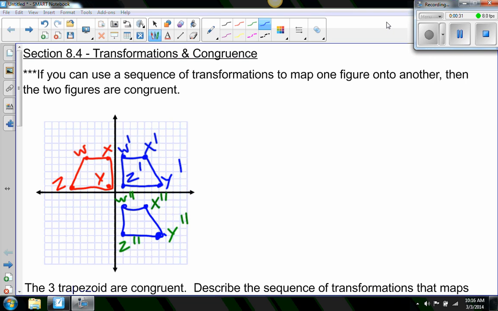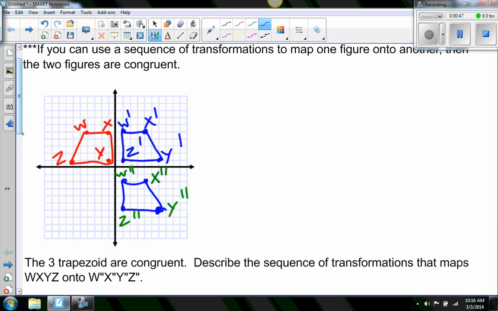So on these ones, it says, if you can use a sequence of transformations to map one figure onto another, then the two figures are congruent. So a series of steps, in other words, to get from one to the other, then they would be congruent. So let's see what it says down here.